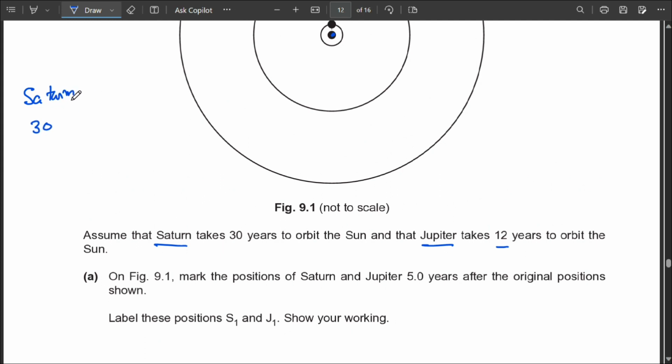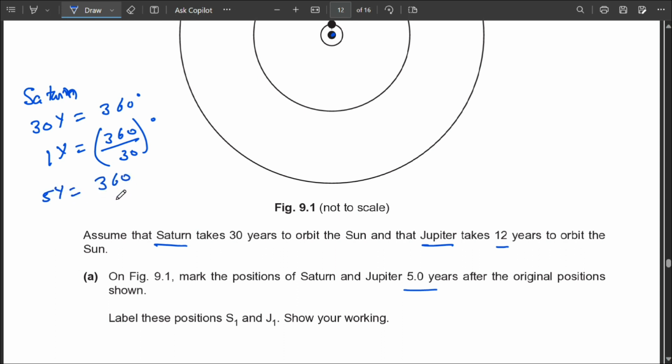Saturn takes 30 years to complete 360 degrees. Simple, unitary method. So in 1 year it will rotate 360 by 30 degrees. Okay, so in 5 years, because we have to calculate for 5 years, Saturn will rotate 360 by 30 into 5.